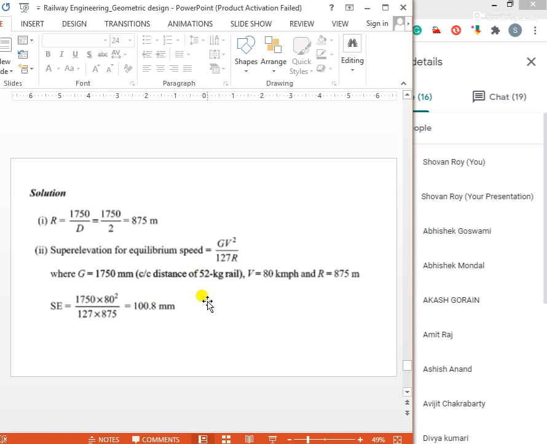So G is 1750, V is 80 km per hour, and R is 875 meter. R is the same for all the cases in this question. Now super elevation should be 1750 into 80 square by 127 into 875. The super elevation for equilibrium speed is 100.8 mm. Please write these things.